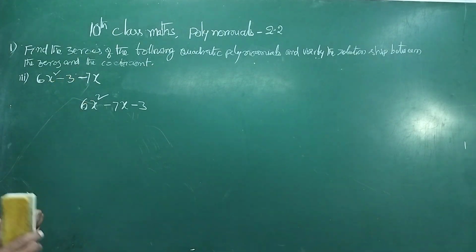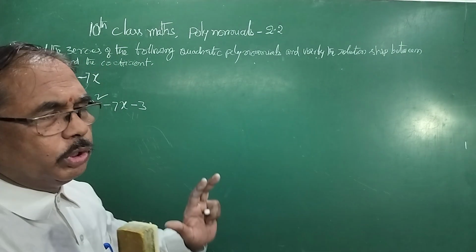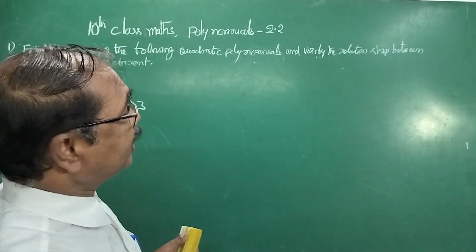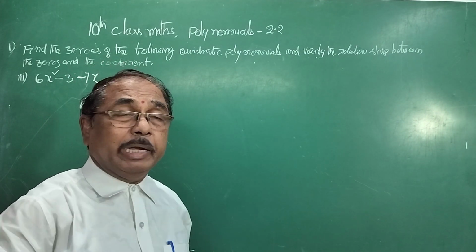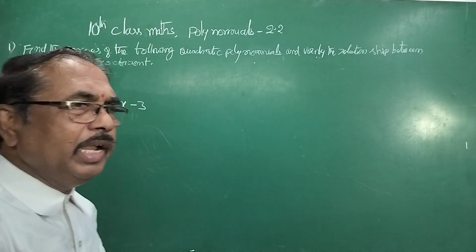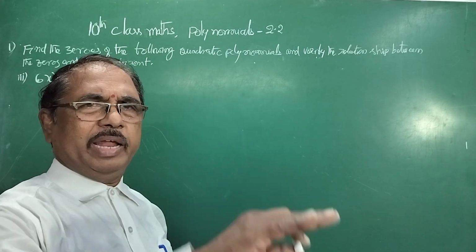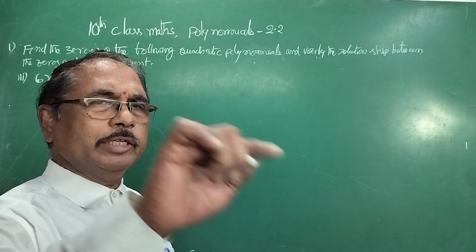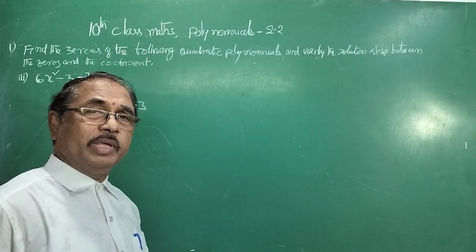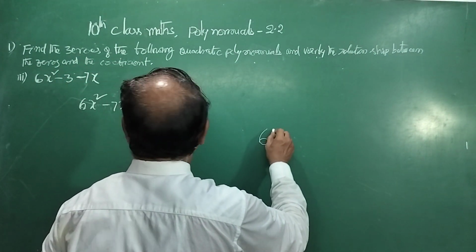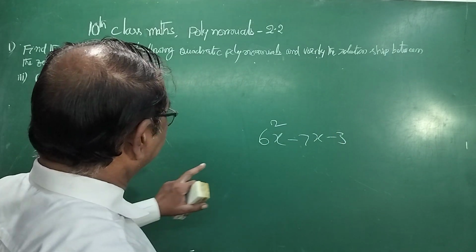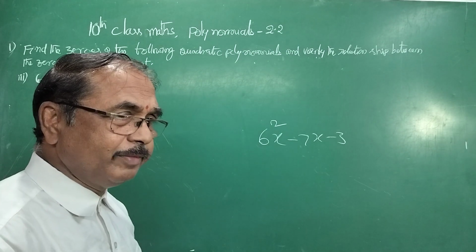What we have to find out? We have to find out the zeros first. After finding the zeros, we have to check the relationship between the coefficients and the zeros. That is later. First, we have to find out the zeros. For a quadratic polynomial, how many zeros are there? Suppose 6x square minus 7x minus 3, it is a quadratic polynomial. How many zeros are there?